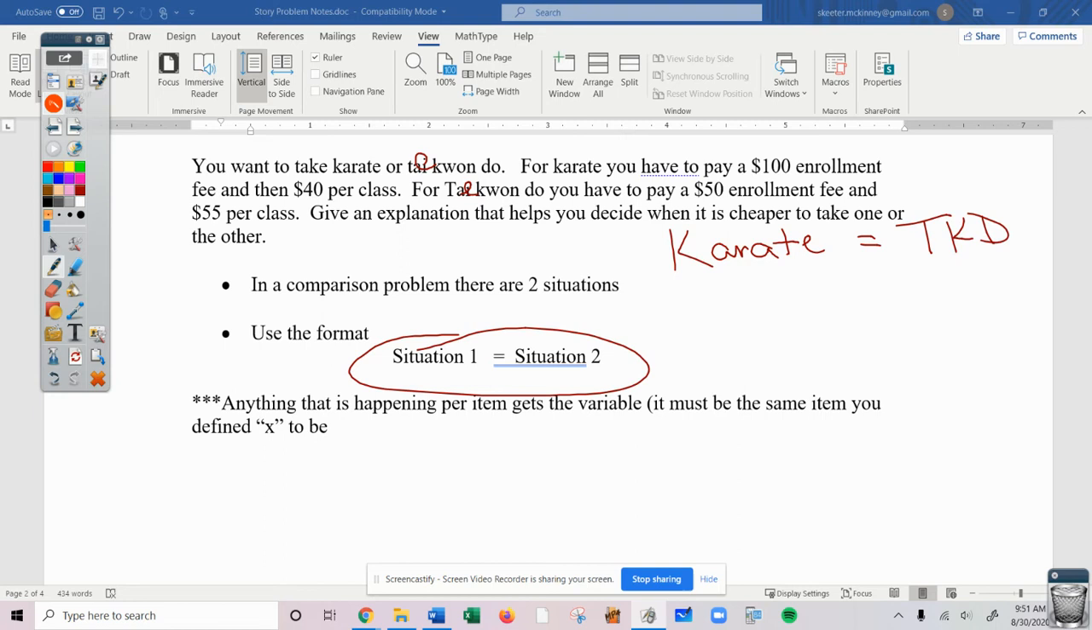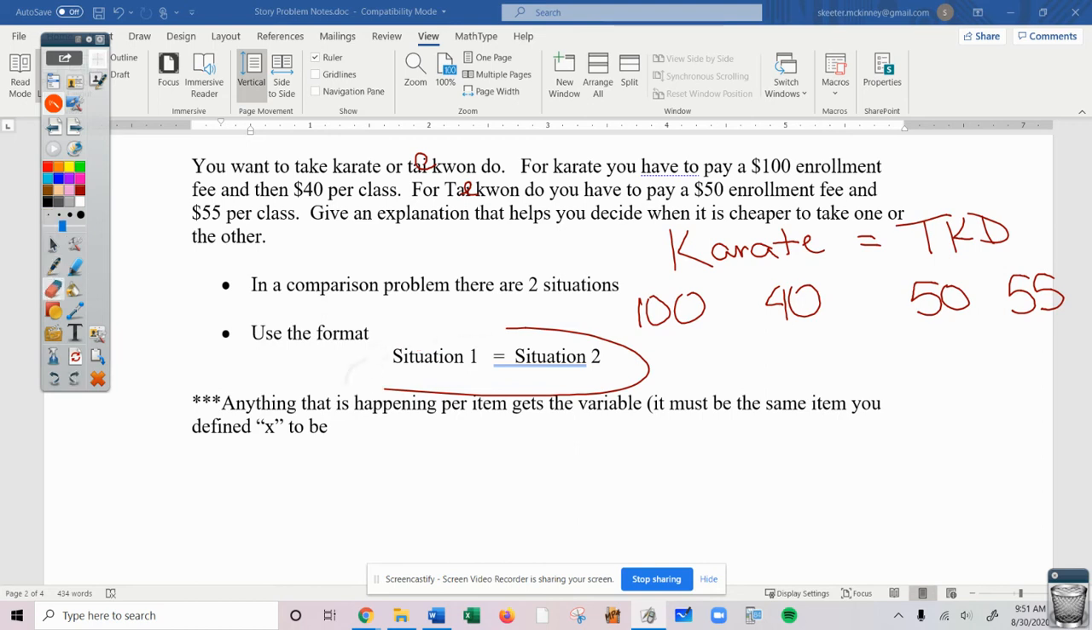So karate is a $100 enrollment fee, so that goes over here. Karate is also $40 per class. Taekwondo, so that's going on the taekwondo side, is a $50 enrollment fee. And it is also $55 per class.